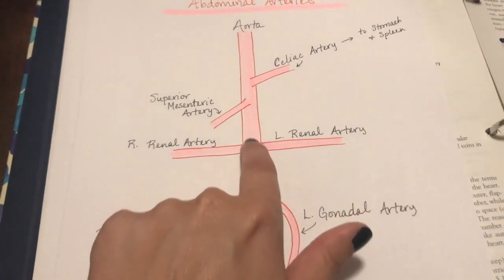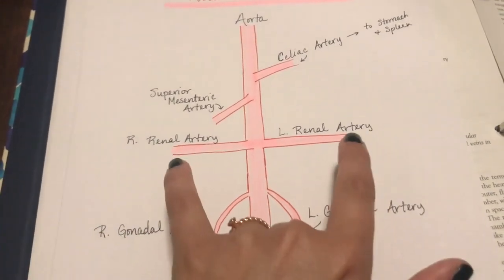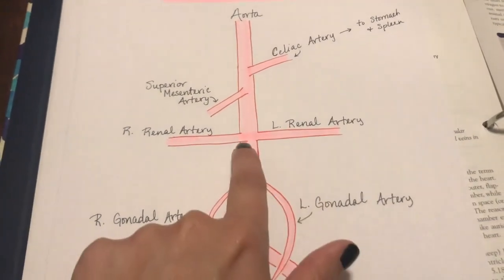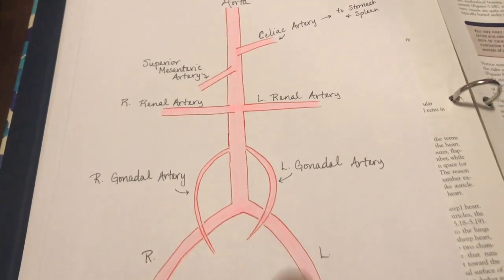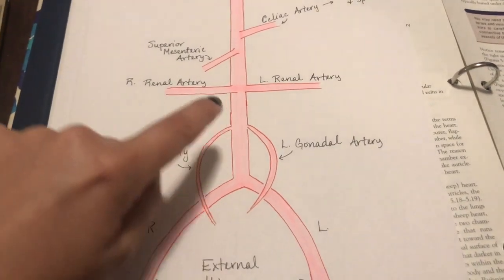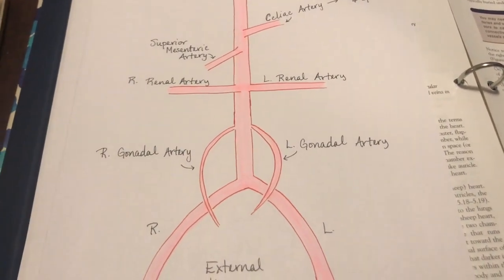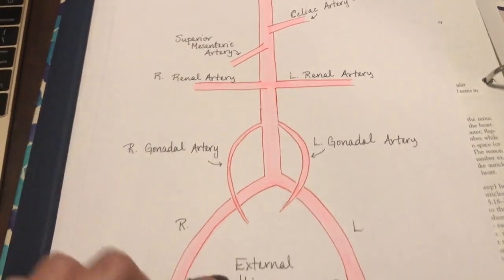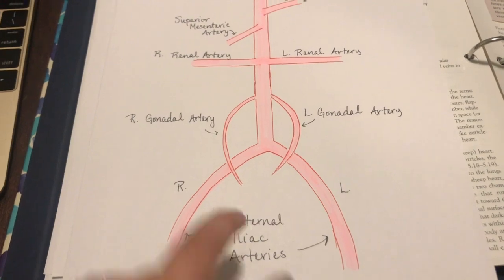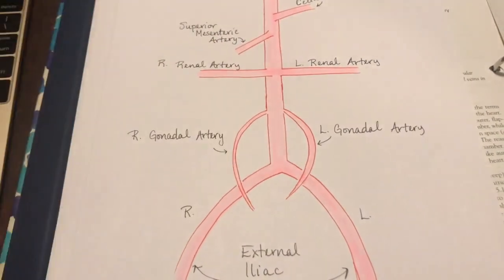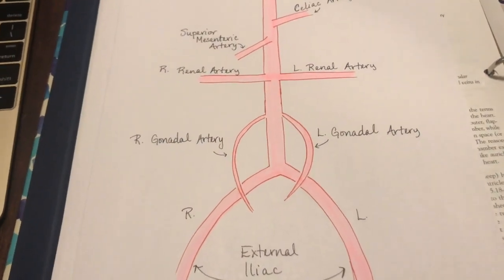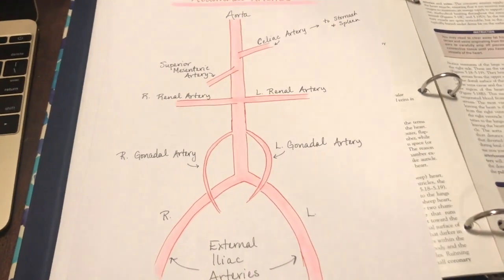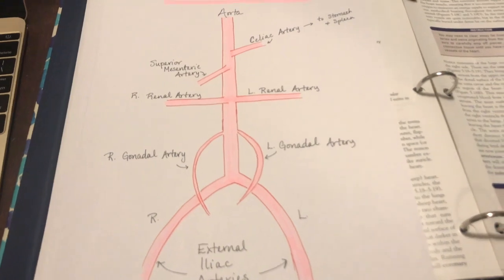All right, so moving down even further, we have our renal arteries, which again are going to be going out to our kidneys. Coming down from that, we're going to have our gonadal arteries. We could either have testicular or ovarian, and these are going to be halfway between our renal artery and our external iliac arteries. These are going to be really tiny little structures projecting off of the right and left side of that abdominal aorta and running down to the gonads of your mink.